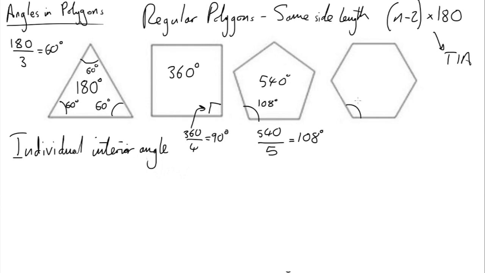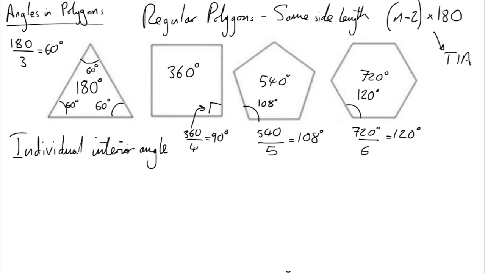Finally, for a hexagon, we start with 720 degrees, and we're going to divide that by 6. So 720 divided by 6, which is, let's have a little think, 120 degrees. So each individual angle is 120. Now, let's be really clear, that is only for a regular shape. For a regular shape, all the angles are the same and all the sides are the same.